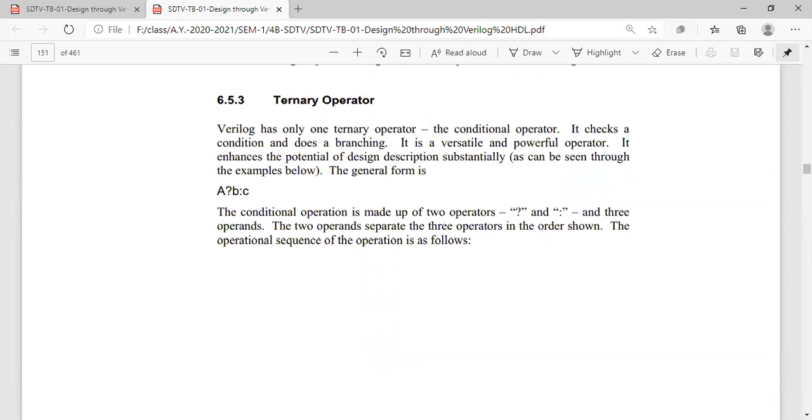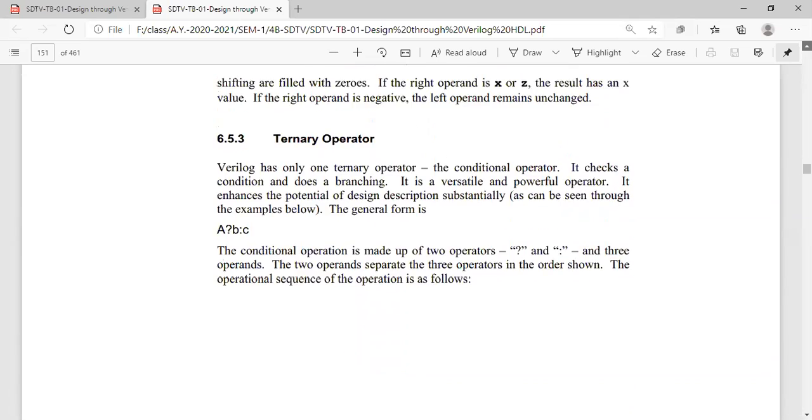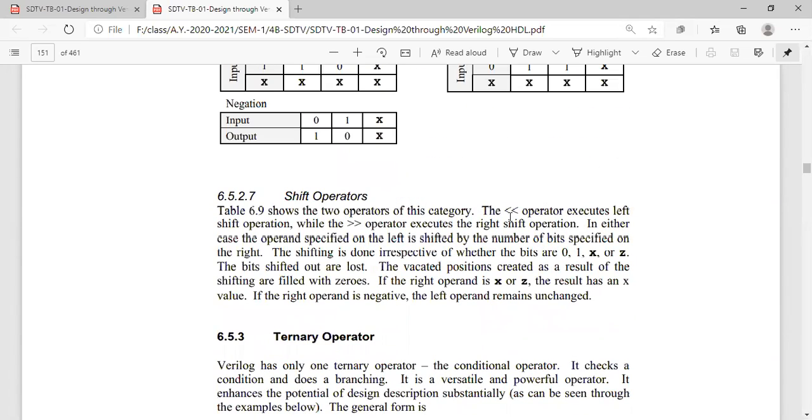So we also have the shift operations, that is right shift and left shift. This operator executes the leftward shift operation, while this symbol will be executed for the right shift operation. When we want to shift the data, you have to mention how many rotations it has to go, or for how many bits you have to shift. That has to be mentioned, right?